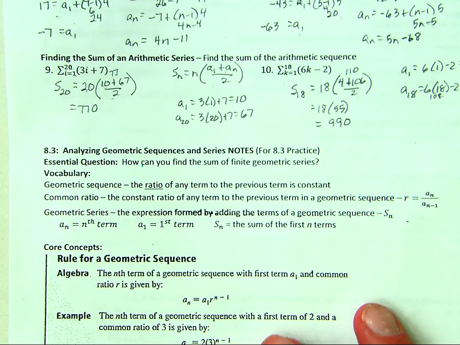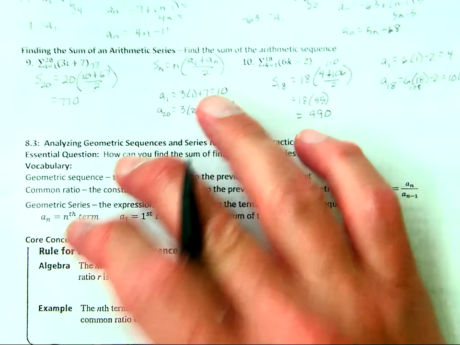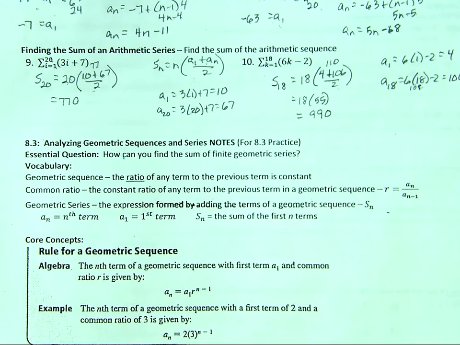Okay, this is section 8.3. On 8.3, we just did arithmetic sequences and series, and that's where you added or subtracted the same thing every time. Well, now another type that we have formulas for are geometric sequences and series. On these, you multiply by the same thing every time.